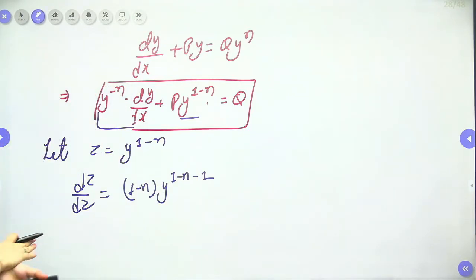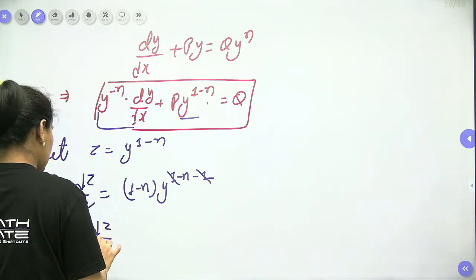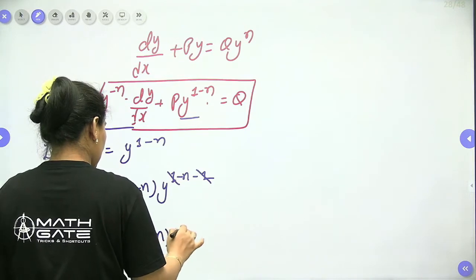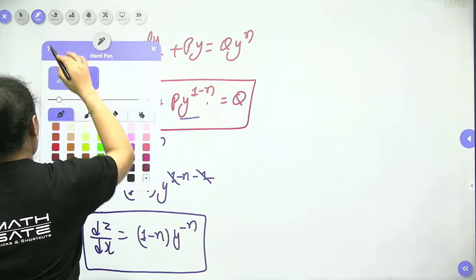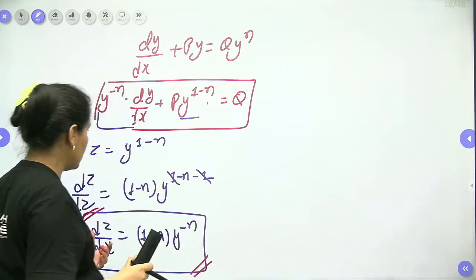So it will be y to the power minus n minus 1, and the minus 1 will be cancelled out. So hence dz by dx is equal to 1 minus n into y to the power minus n. Yes, exactly. So this will be your substitution portion.